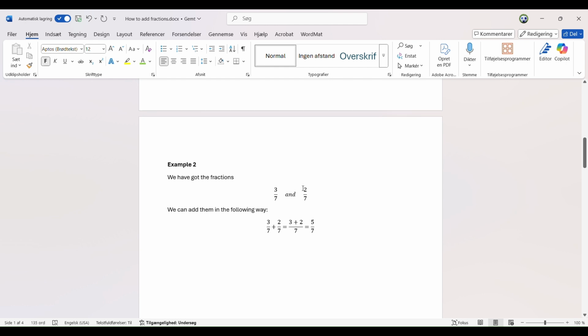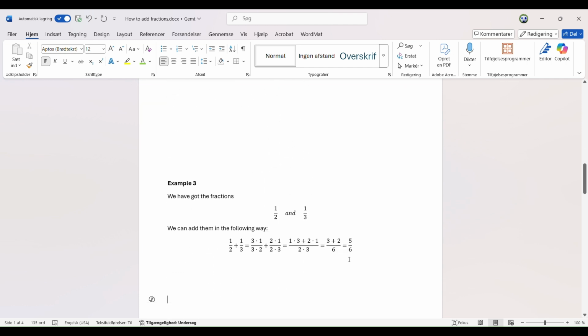Our example 2, we've got almost the same setup. We've got a common denominator already, so 3 divided by 7 and 2 divided by 7. Then we just do this very same thing like up in example 1. So we just take our common denominator down here, 7, and then we add together the two numerators, 3 plus 2, like this. And then in the end we get 3 plus 2, that's 5, divided by 7. So that's these two fractions added, we get this one down here.